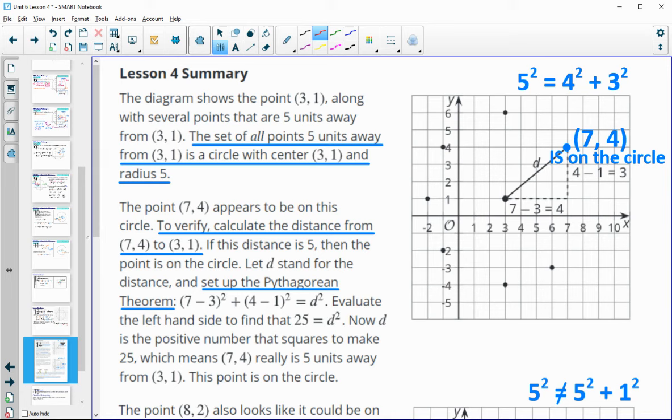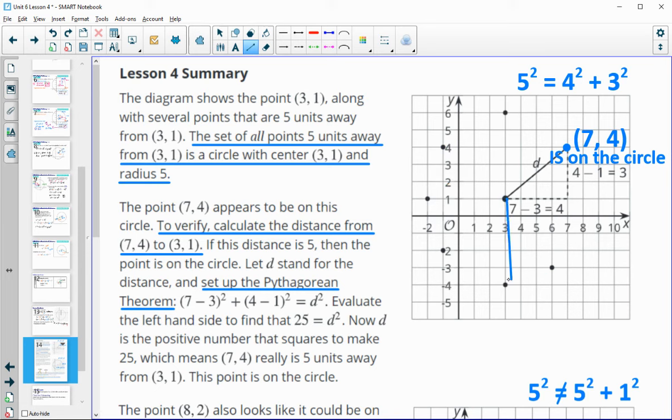All right, so the lesson summary here is this helps us to decide whether a point is on a circle, thinking about the definition of a circle: the set of all points a specific distance away from the center. So for this first part, in this diagram, we see a bunch of points that are the same distance from this point. So we know it's going to be creating a circle if we connected these points.